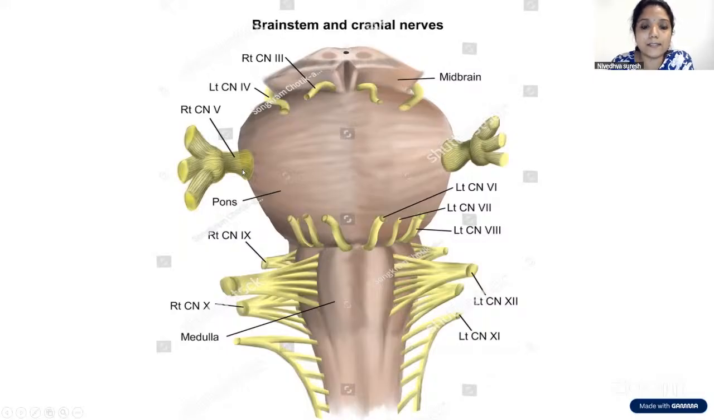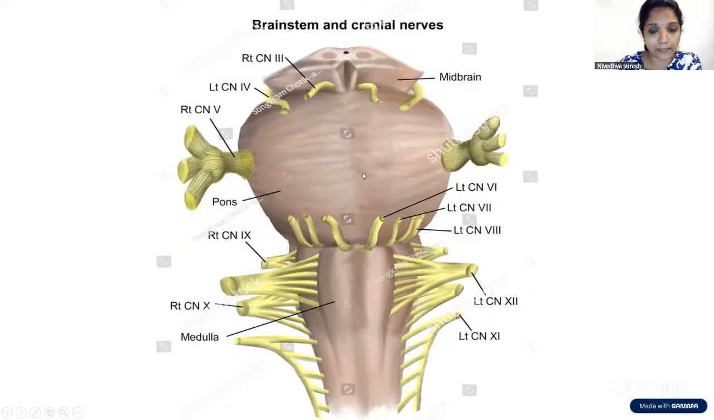Then 6, 7, and 8. Cranial nerves 6, 7, and 8 emerge from, see, I had already explained previously that a groove is there. See this groove. This groove is called the pontomedullary junction. So from the pontomedullary junction, cranial nerves 6, 7, and 8 emerge. See, this is cranial nerve number 6. Cranial nerve 6 emerges from the medial aspect.